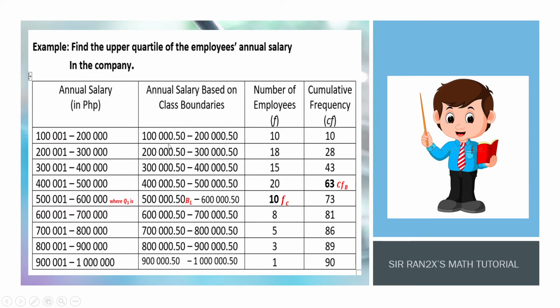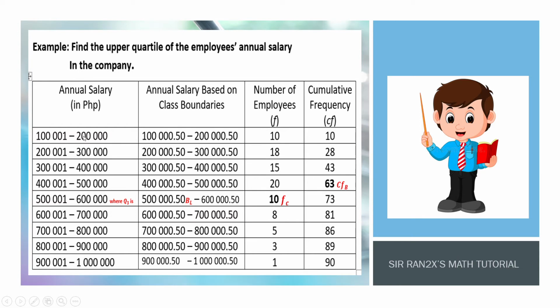Now, you can have that second column from that limits here. How did we get this annual salary based on class boundaries? Here in the left column, you notice that there's that 0.5, and also in the right, there's also 0.5. How did we arrive at those numbers?